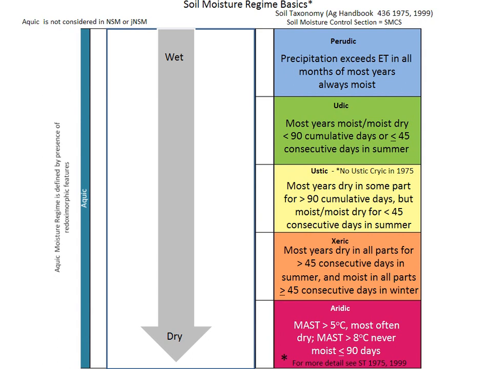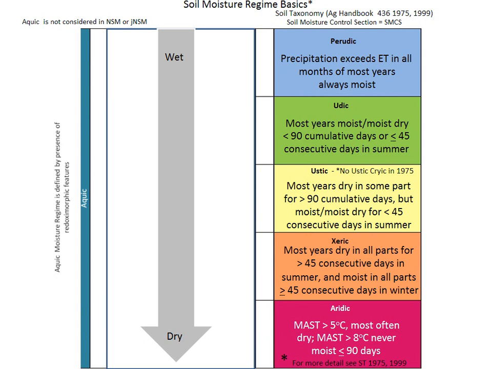From top to bottom, we go from the wettest soil climate regime of perudic, where precip exceeds ET in all months in most years, and the soil moisture control section is always moist. Then we go to udic. Then we get progressively drier to xeric, which forms a Mediterranean-style climate, until the desert aridic moisture regime, where often the soil moisture control section is never moist.